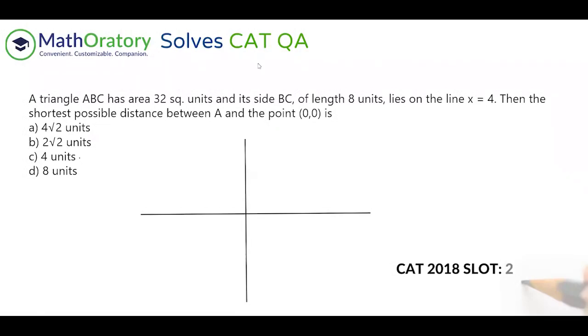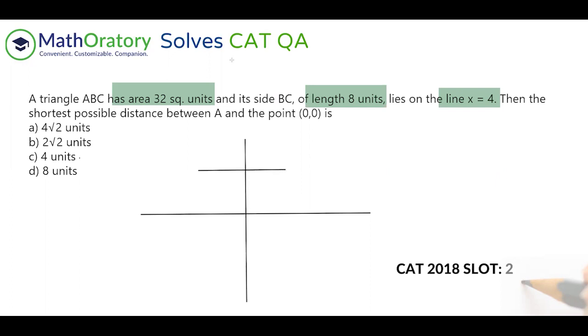Okay, we have a triangle ABC having an area of 32 square units. So the area of this triangle is fixed. I've already drawn the XY plane for reference because this has to do with coordinate geometry. The side BC is of length 8 units and lies on the line x equal to 4. So the side BC is lying on the line x equal to 4.